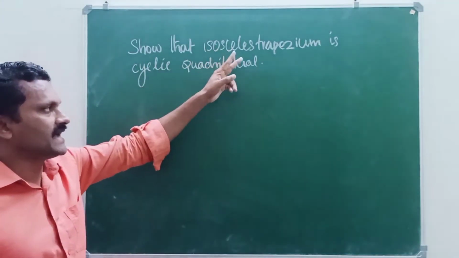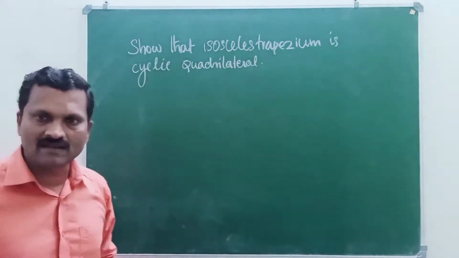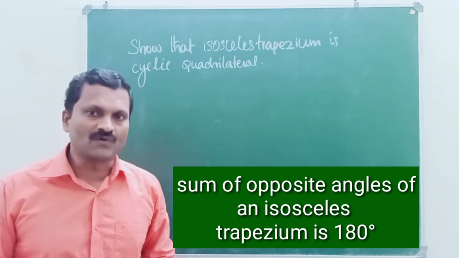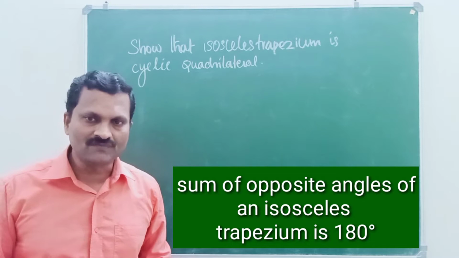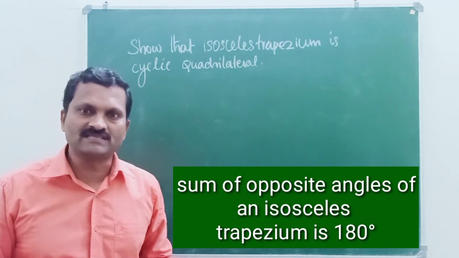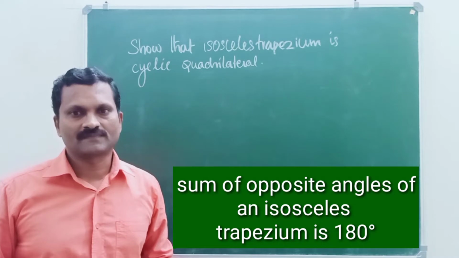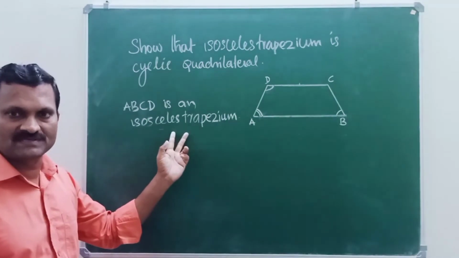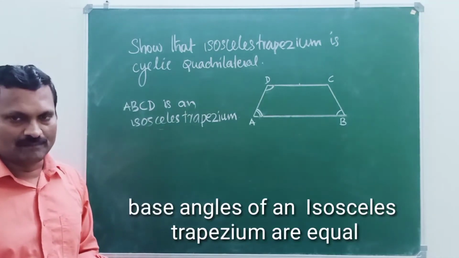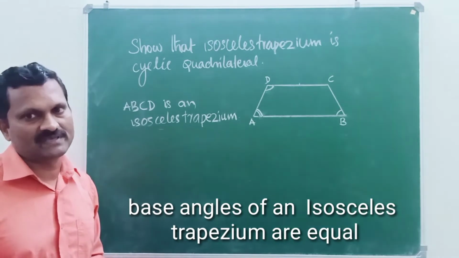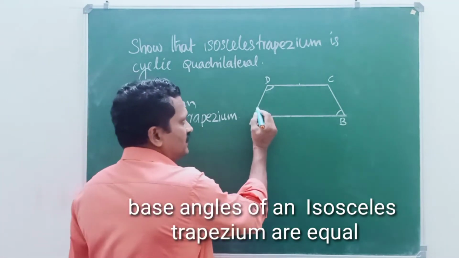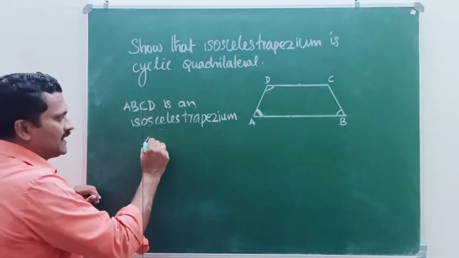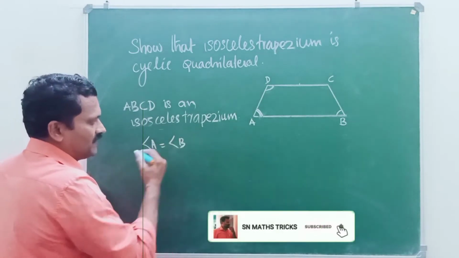Show that an isosceles trapezium is a cyclic quadrilateral. That is, we have to show that the sum of the opposite angles of an isosceles trapezium is 180 degrees. In the figure, ABCD is an isosceles trapezium. We know that the base angles of an isosceles trapezium are equal. That is, angle A and angle B are equal. Therefore, angle A equals angle B.